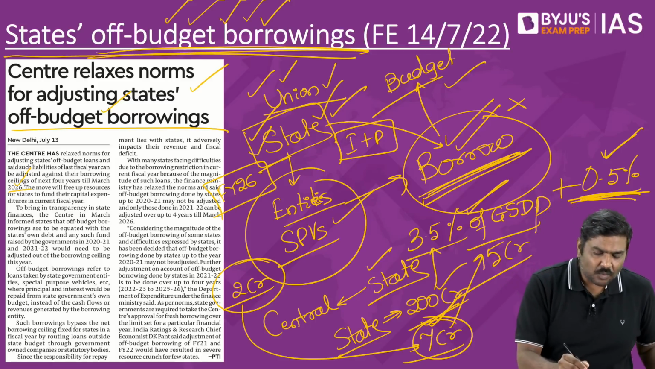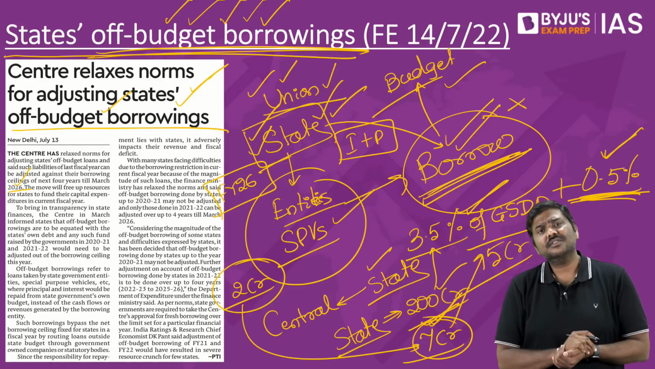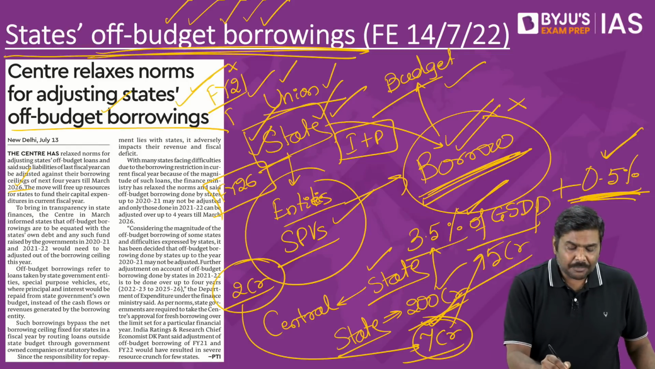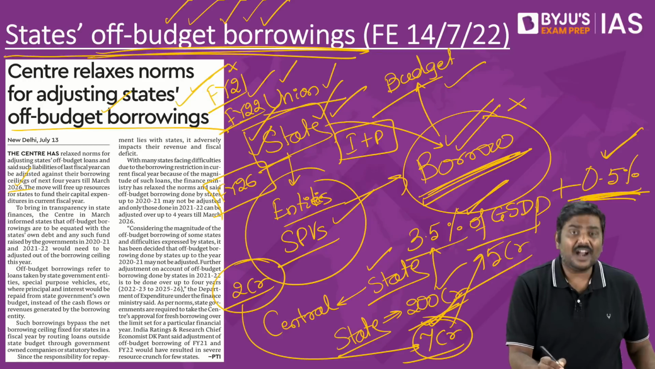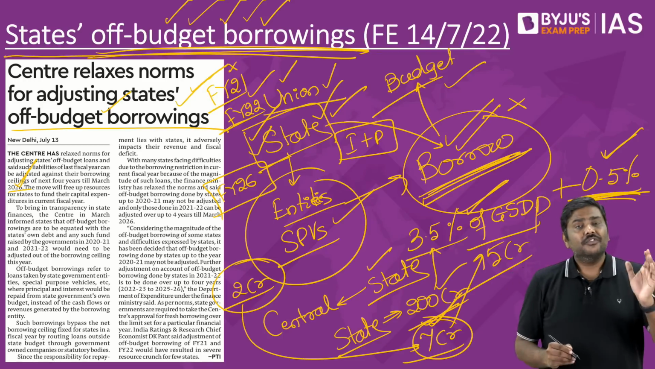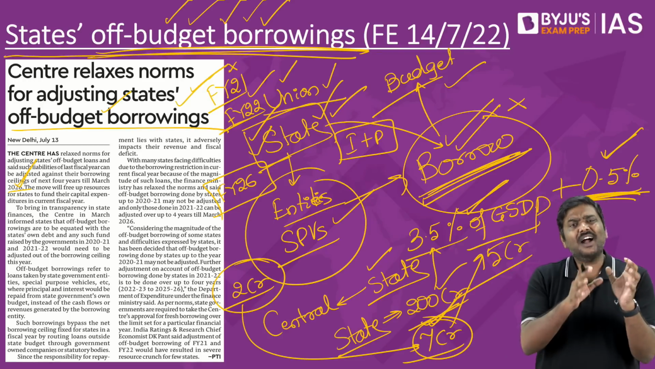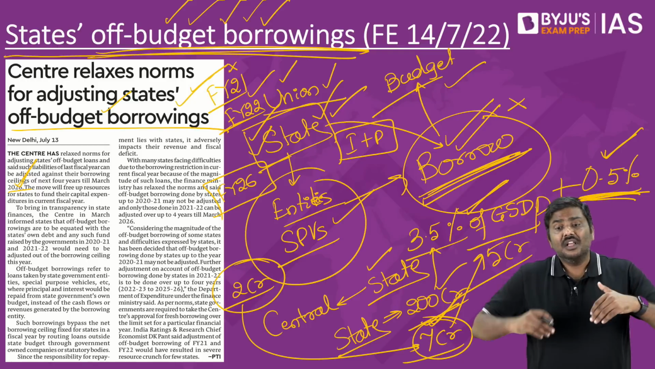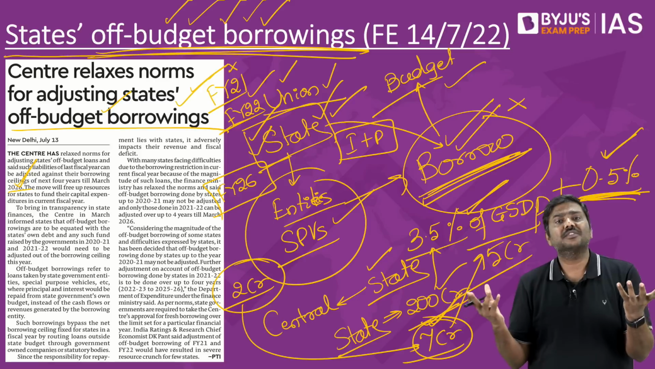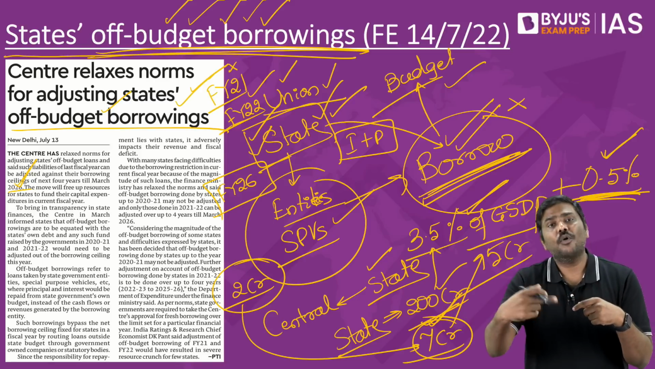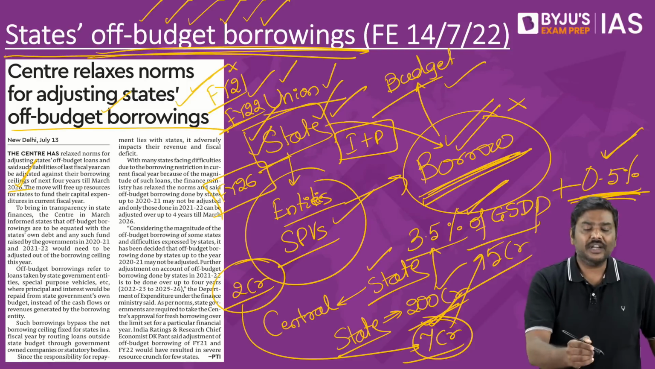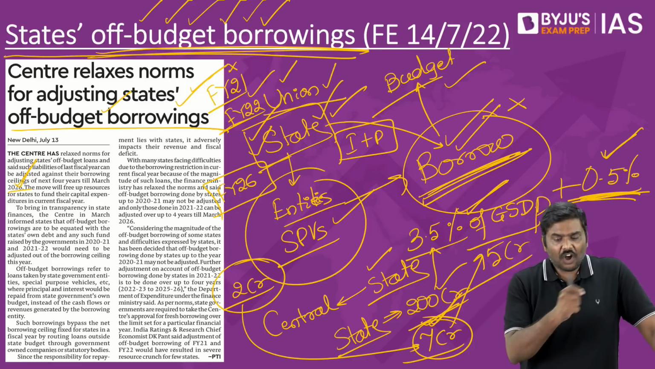That is the precise reason the central government has announced: do not worry about the off-budget borrowings of financial year 21. You don't adjust that. Only the borrowings of financial year 22, you start adjusting that in your ceiling till financial year 26. What is the advantage here? Now the states will have more leeway to borrow more money from the market. So this is another very important article regarding off-budget borrowings.